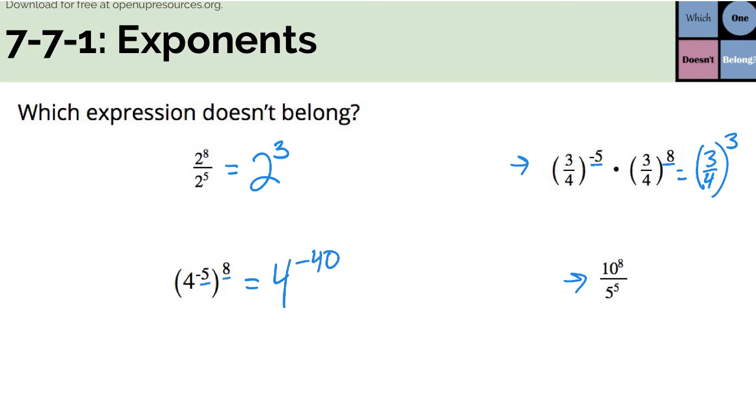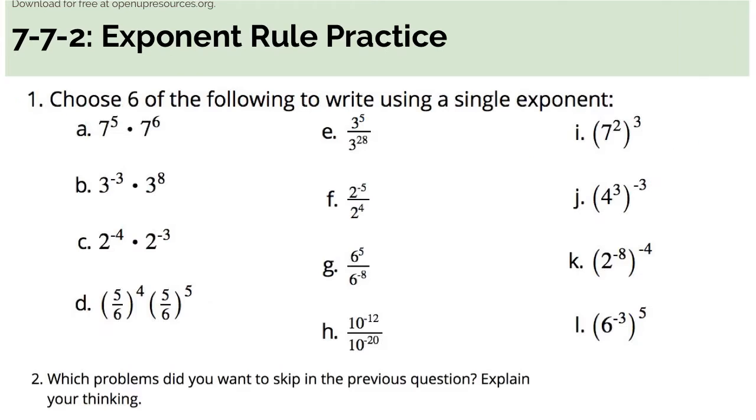And this last one here, now I have two different bases, 10 and 5, and different exponents going on. So this is the only one that I cannot simplify using the exponent rules that we've done so far. I could use a calculator to simplify this, and it would end up being 32,000. So no matter which one you decided doesn't belong, that's what they would simplify to, and you can use that as your review of exponents.